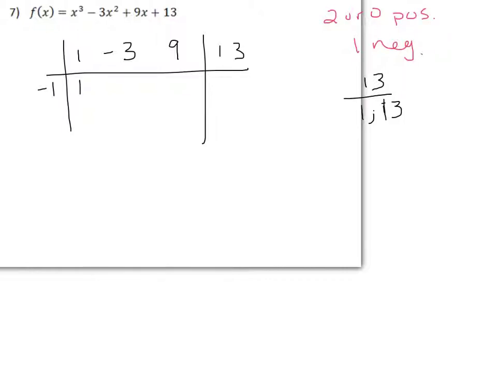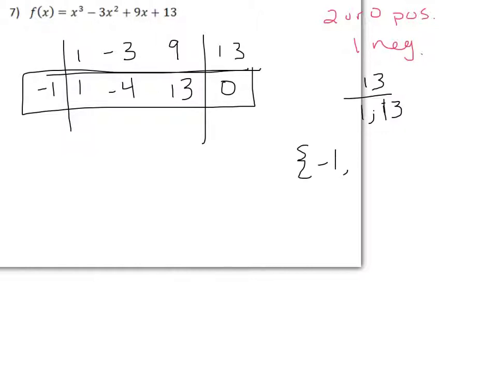So we drop down the 1. 1 times 1 is negative 1, plus negative 3 is negative 4. Negative 4 times negative 1 is positive 4, plus 9 is positive 13. 13 times negative 1 is negative 13, plus 13 is 0. So this is one of our solutions. So we got one of our solutions to be negative 1.